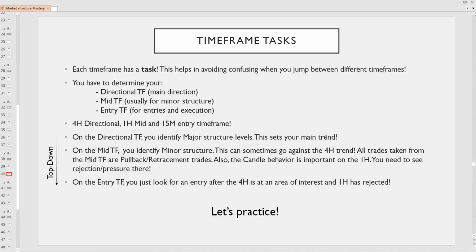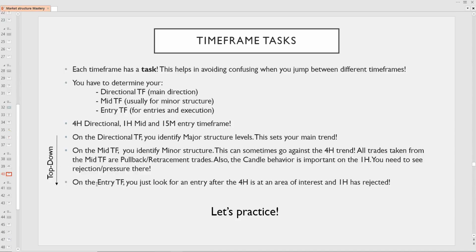Also, the candle behavior is important on the 1H. This is when we potentially have that lower high being formed, because we're gonna drop to the hourly time frame to look at how the market is behaving. Do we have rejection? Do we have pressure? Is the market starting to show a slowdown? All right, the task of the hourly time frame is to show us the candle behavior and to show us if the market is still in that pullback, so we can potentially take counter trends. Okay, and you need to see rejection and pressure there, as I already said.